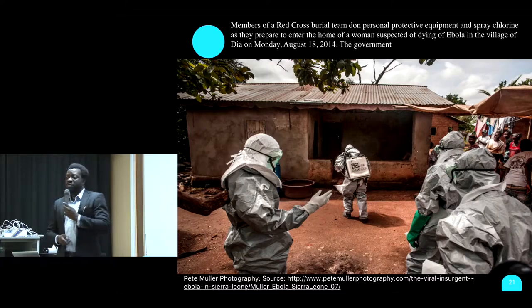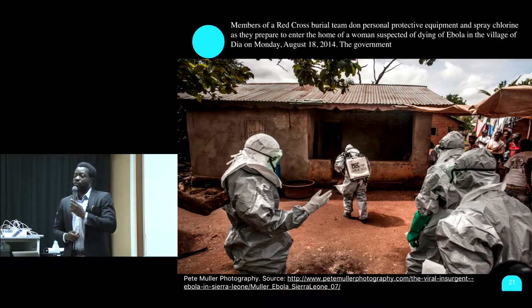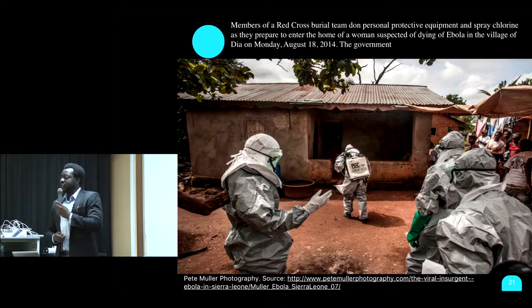These are groups of Red Cross workers in Sierra Leone, one of the Western African countries that was hit by the Ebola epidemic. And they went here to check the house of a woman who was suspected to have died from Ebola. And they had to take some samples. You can see them and the neighbors watching over about what's going on.